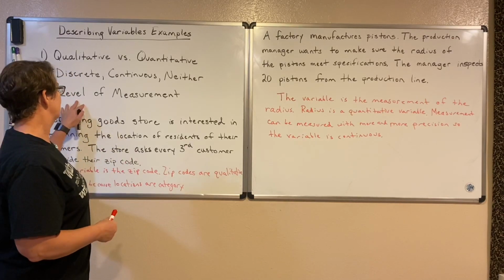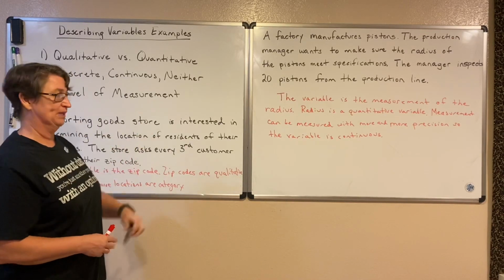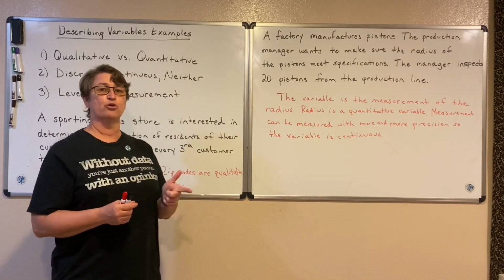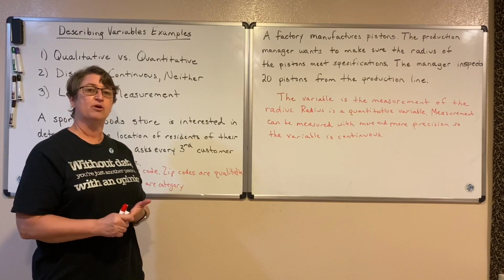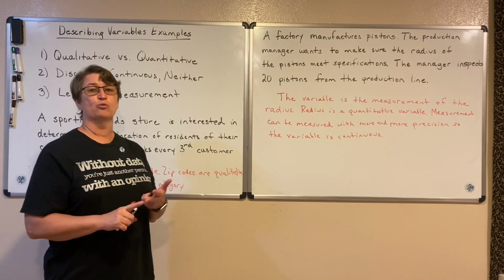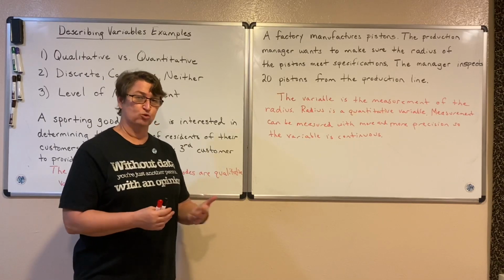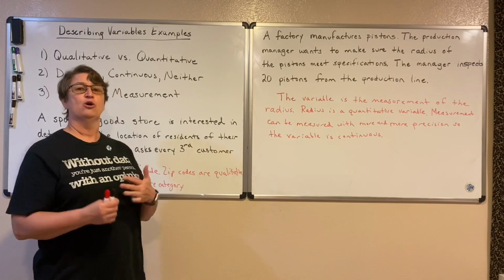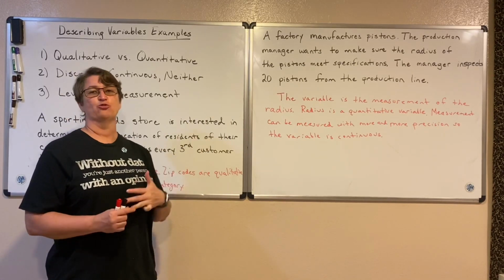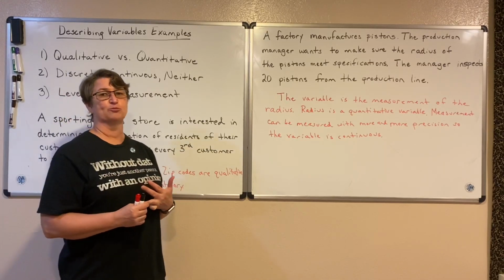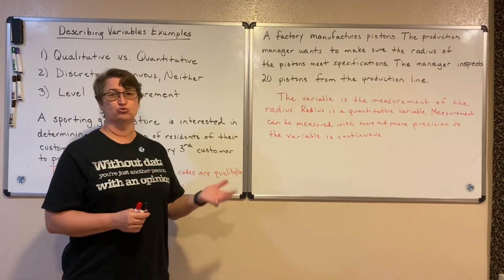And then last but not least, we need to decide on the level of measurement. Is it nominal, which means we can only count the things? Ordinal, where we can put it into some sort of meaningful order. Interval, where we can find differences between them, but there is no true zero. Or ratio, where we can pretty much do all the math with it. There's meaningful differences, addition and subtraction, as well as multiplication, and there is a true zero.